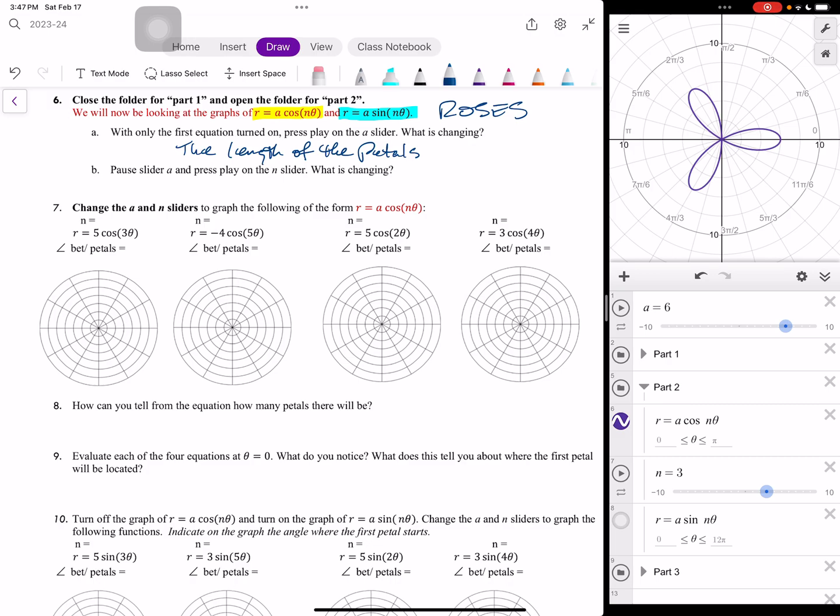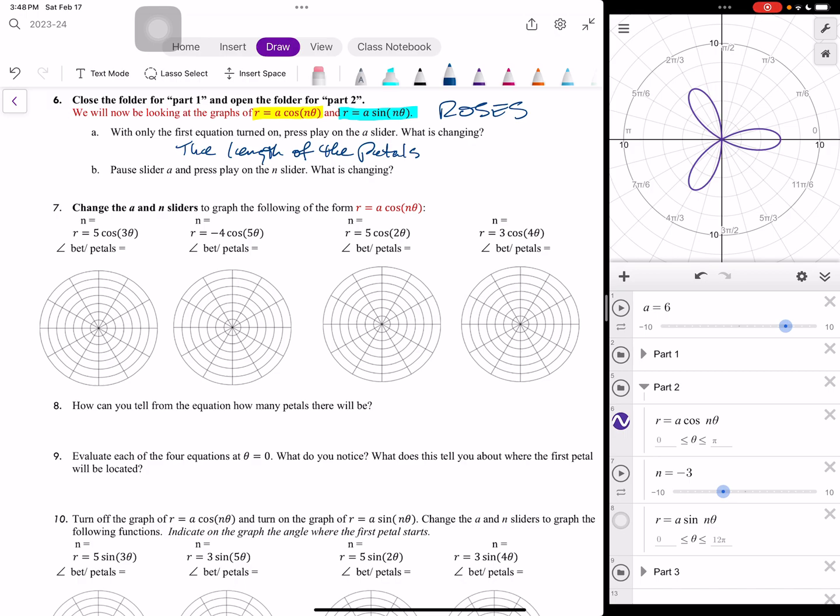It says pause slider A and press play on the N slider. So let's press play and see what happens. Oh my God, that goes too fast. I'm going to pause that. Let's start off with N equals -5. Notice at -5 we have 5 petals. We'll go to -4. If we count up the petals, we have 8 petals. So when N is -5, you have 5 petals. When N is -4, you have double that many petals. So 2 times 4 is 8.